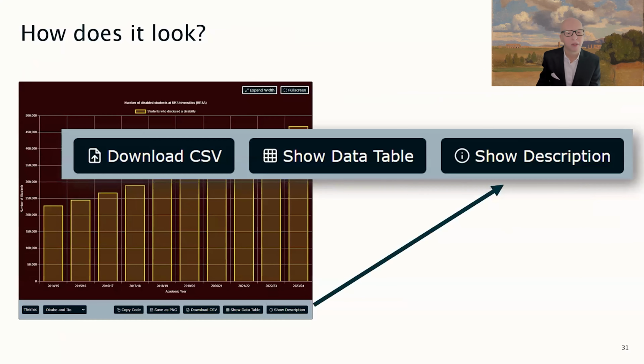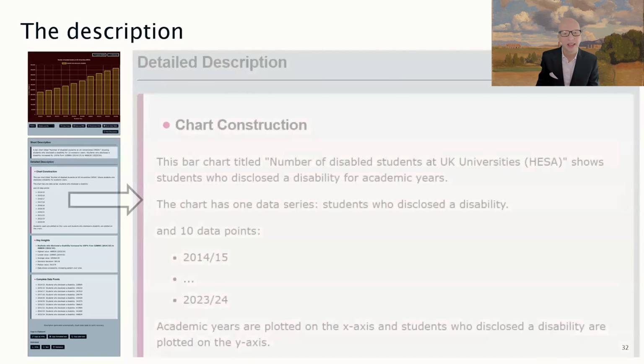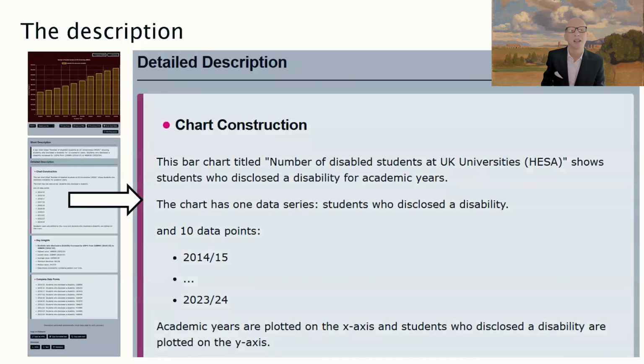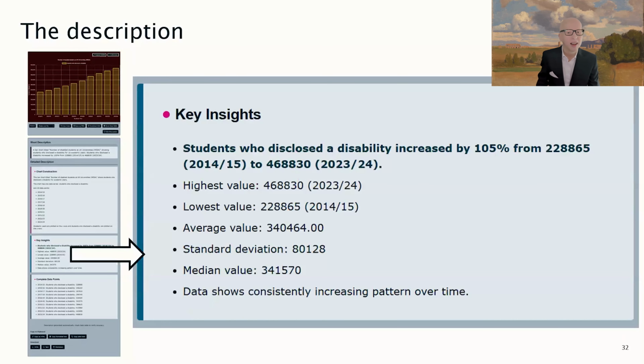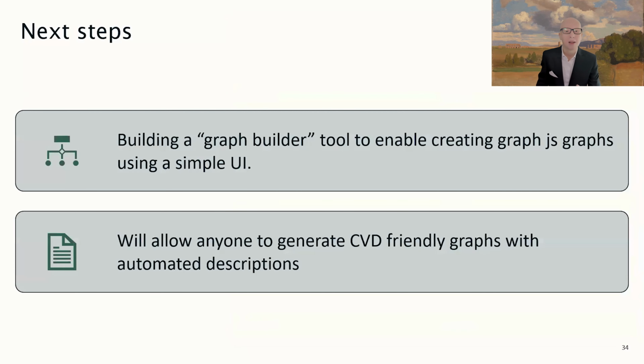So here's how it works for the end user. A button shows the description with the alt text, maximum 2 sentences, then the long description covering the graph structure, axes and data points, key insights, highest, lowest, average, pattern or distribution, complete list of data points, and a show data table button that produces an accessible and sortable data table. I'm now building a graph creator with point and click and CSV upload, so anyone can benefit from these techniques.